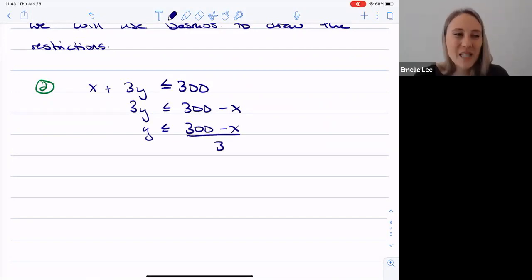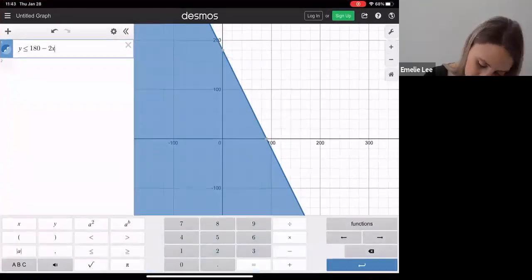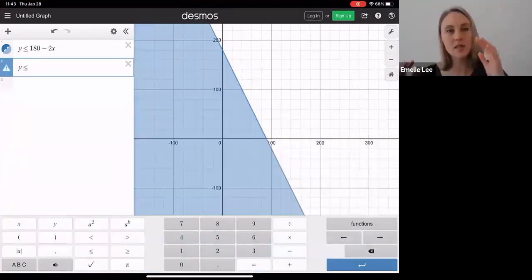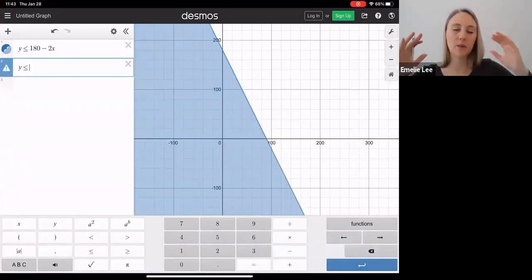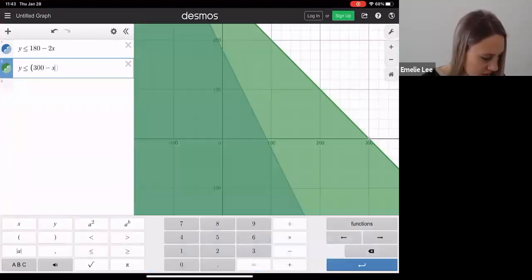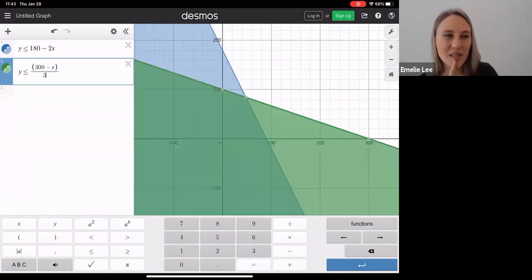I can plug that into Desmos, okay, and make sure you draw it on the same graph. So here I'm going to do another line, and I'm going to have y is less than or equal to, and then in brackets, to make sure that everything's going to be divided by 3, bracket 300 minus x, end bracket divided by 3, right? Make sure that it looks the same as what you found.